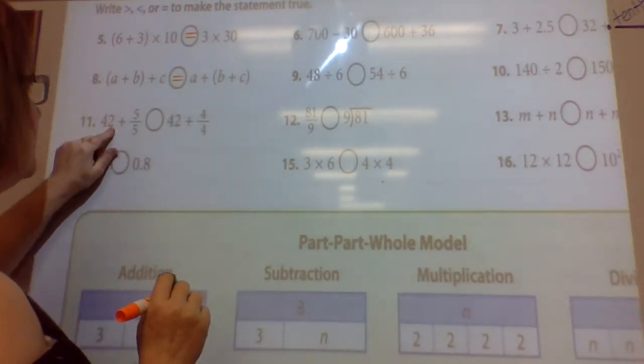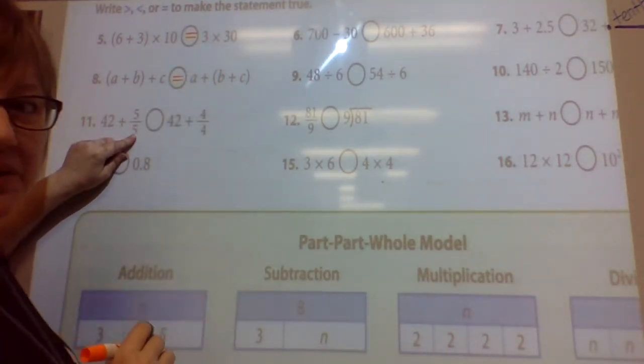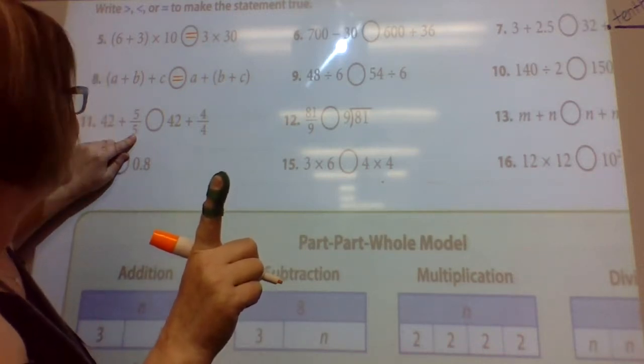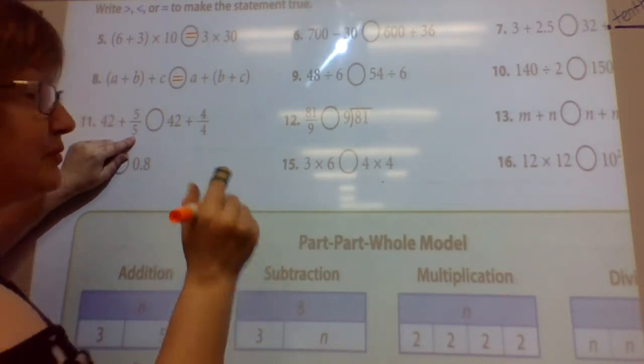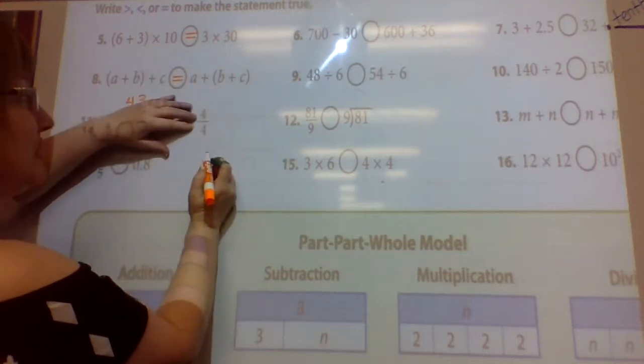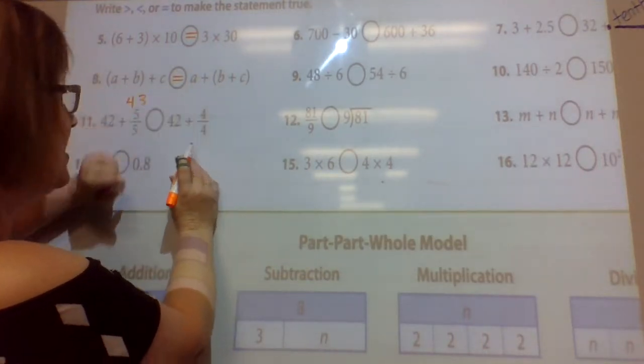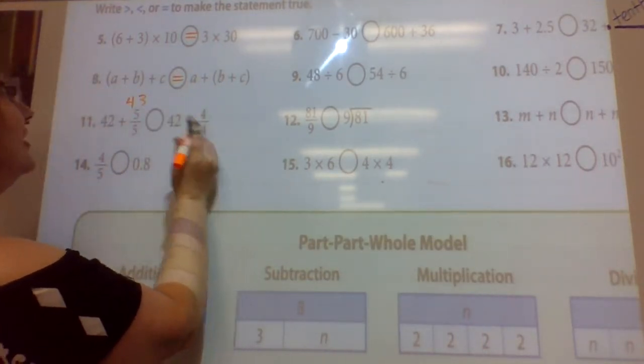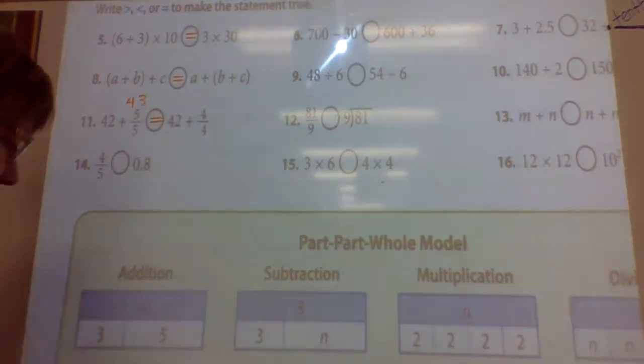Okay? 42 plus 5/5. What's 5/5 equal? 1, right? So this is like 42 plus 1, which is 43. And this one, what's 4/4? Also 1. Good. 42 plus 1 again. So these are also equal. Wow, all 3 of those were equal.